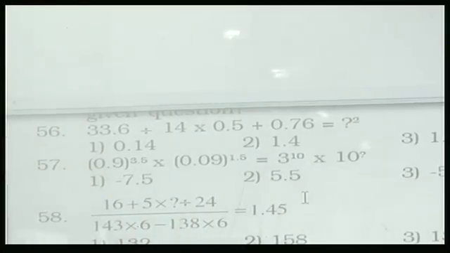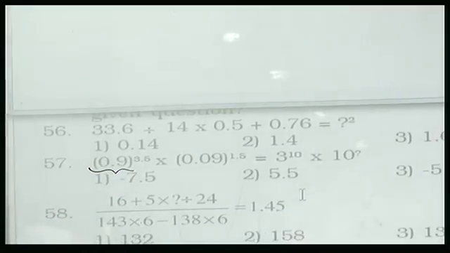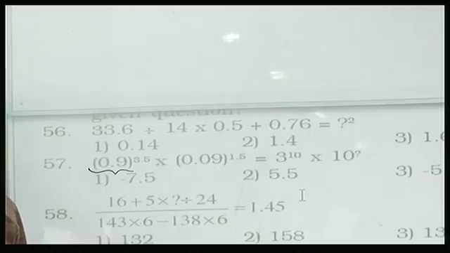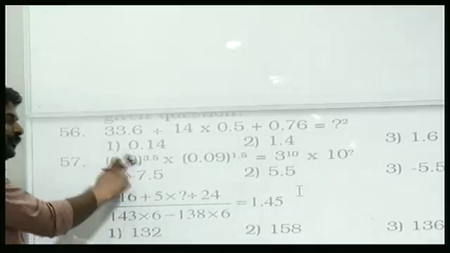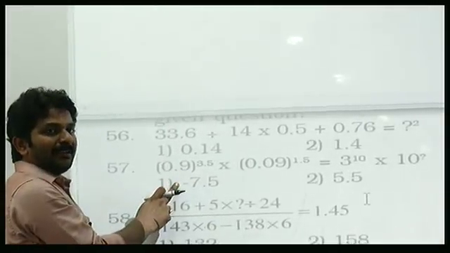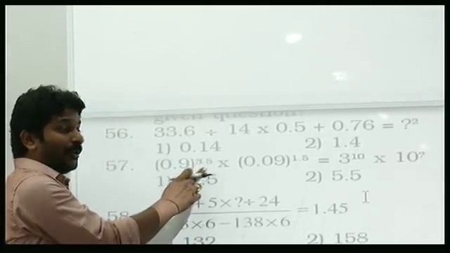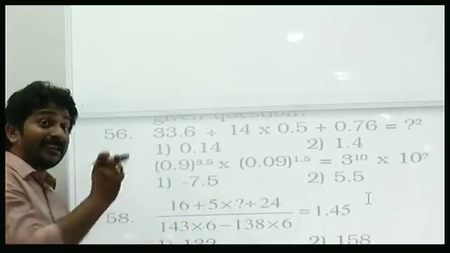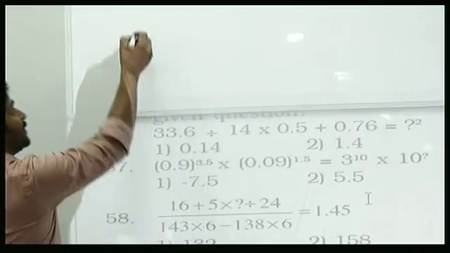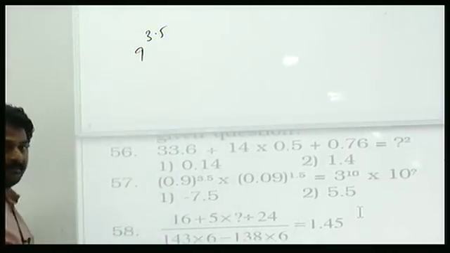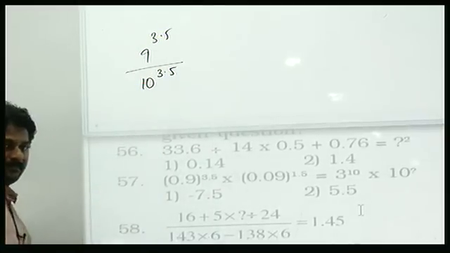Now, so number inside bracket is 0.9. I don't want to use decimals here, so I want to eliminate decimal. So if you want to make it 9, with what number you have to multiply? 10. Yes or no? But 0.9 has the power exponent as 3.5. So you have to multiply this number with 10 to the power of 3.5. Yes or no? Then only it becomes 9 to the power of 3.5 by 10 to the power of 3.5.